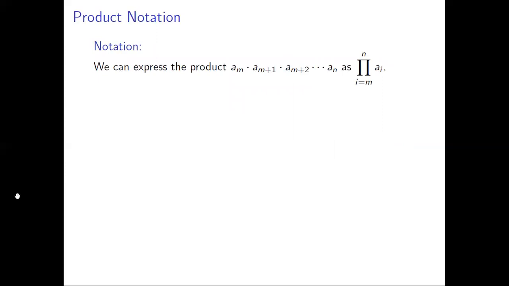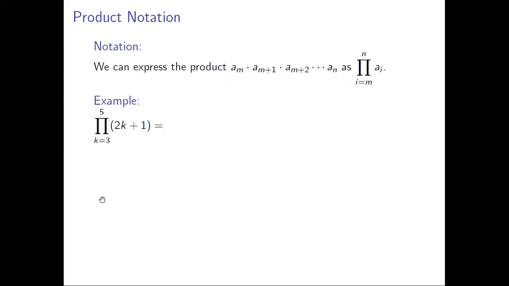Okay, now very closely related to summation notation is product notation, also sometimes called pi notation. If we have a bunch of numbers, a_m, a_(m+1), a_(m+2), all the way through a_n, and we're multiplying them, we can express the product as follows: the product from i equals m through n of a sub i.